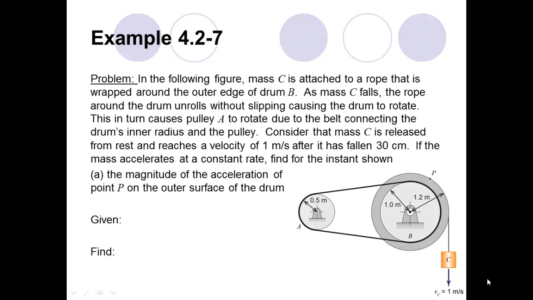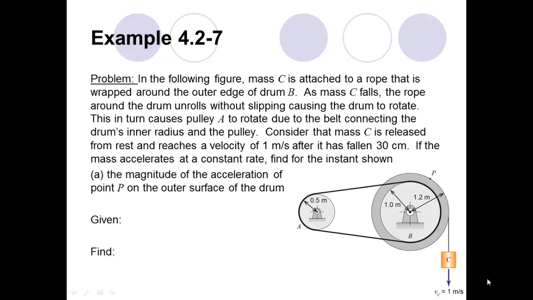This is example 4.2-7 from the text Conceptual Dynamics. The problem statement reads, in the following figure, mass C is attached to a rope that is wrapped around the outer edge of drum B. As mass C falls, the rope around the drum unrolls without slipping, causing the drum to rotate. This in turn causes pulley A to rotate due to the belt connecting the drum's inner radius and the pulley.